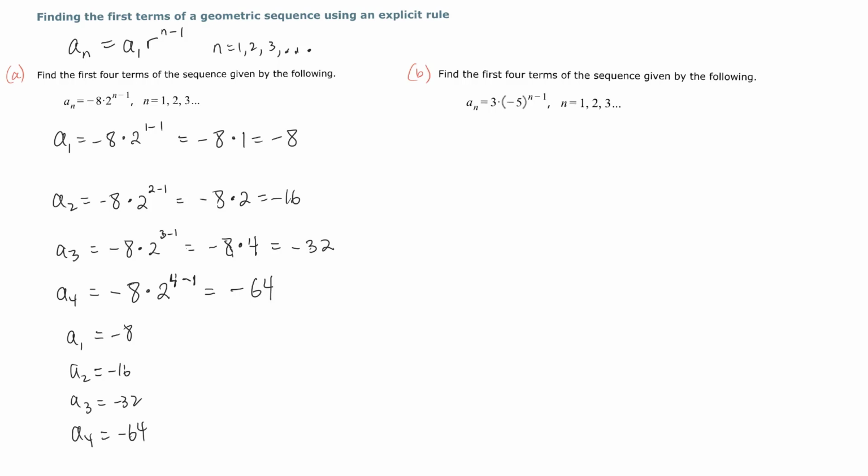Can you figure out what a sub 5 is following this pattern? I'm going to circle all of this. Yes, I circled the final answers, but it's very important that you show some work.